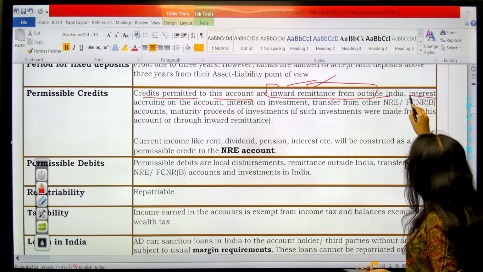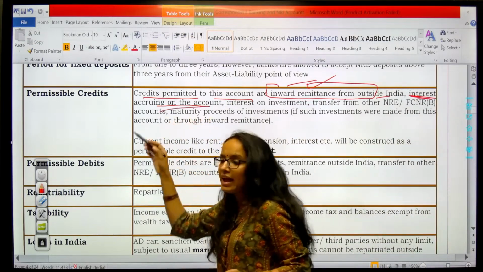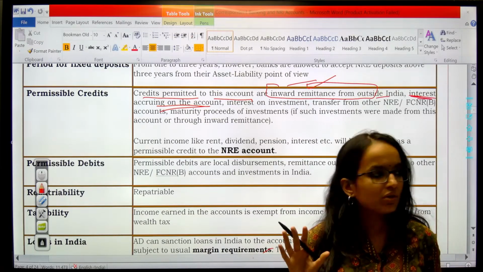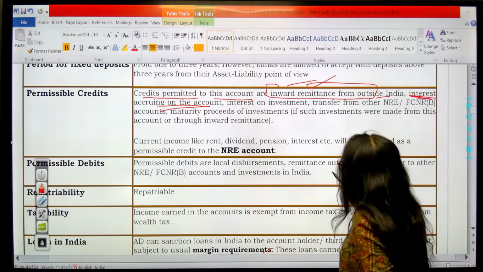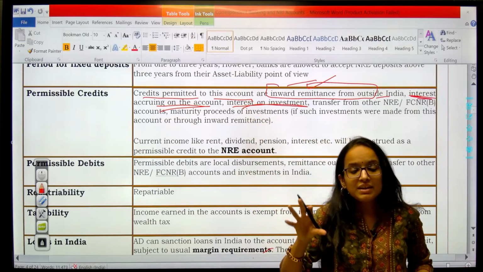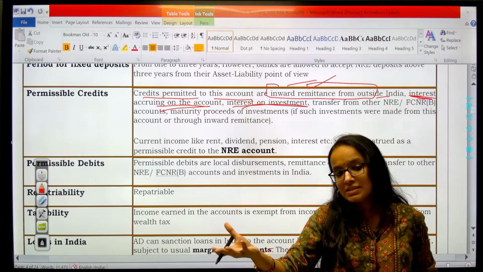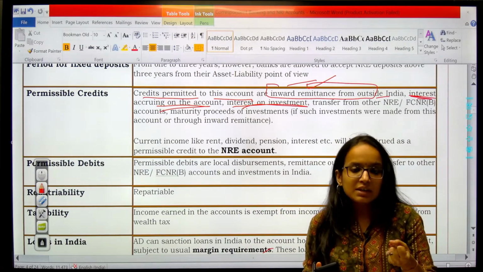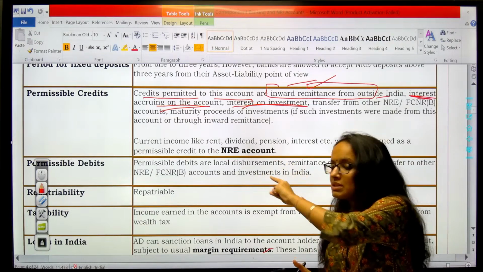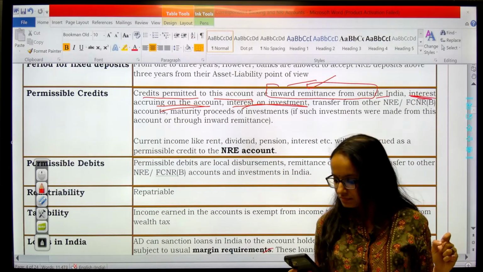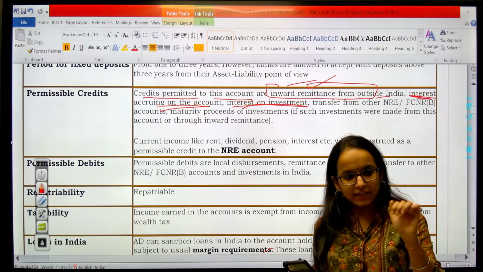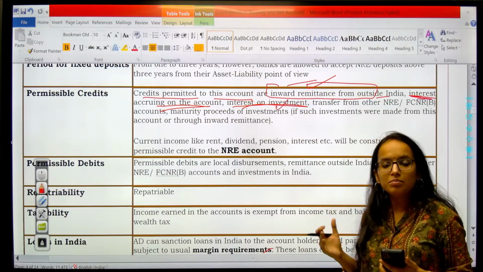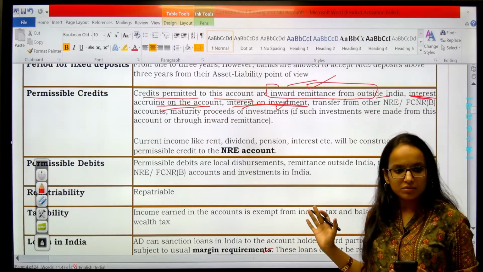Okay. Then second, interest accruing on the account, any interest which the account or the deposit there is earning. Okay. Interest accruing on the account, this is also allowed. Then interest on investment. If any investment out of the funds lying in this account has been done and that investment is earning some interest, that will also be a permissible credit into this account. Getting this point, right? So interest on investments will also be permitted to be deposited in this account. Clear?